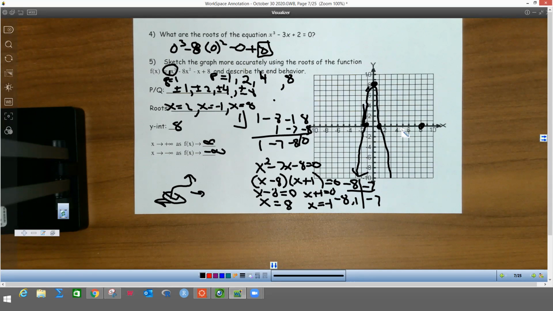Now, you can put a number in here for a t-chart. Like I could do x of 5 and calculate that number, whatever it is. But I know if I put 5 in there and cube it, that's 125.